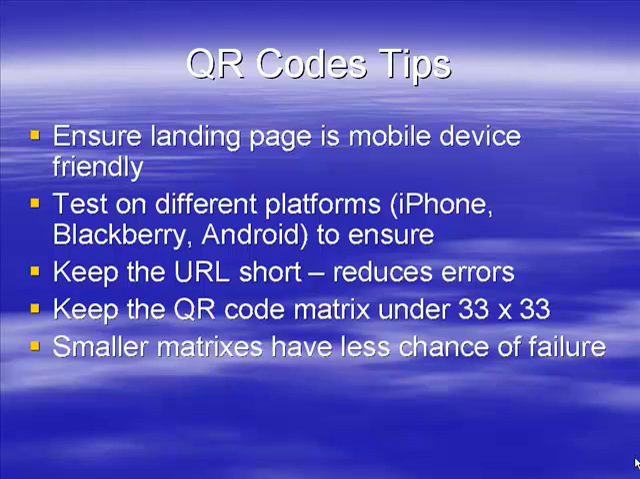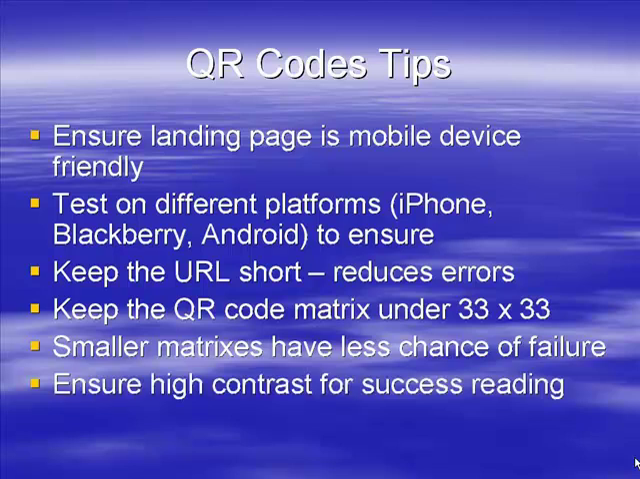The smaller the matrix, the lower the chance of failure. There's less to go wrong, if you like. There are fewer bits in the QR code that could potentially cause a problem. So with smaller matrices, you'll find you succeed with a lot more.